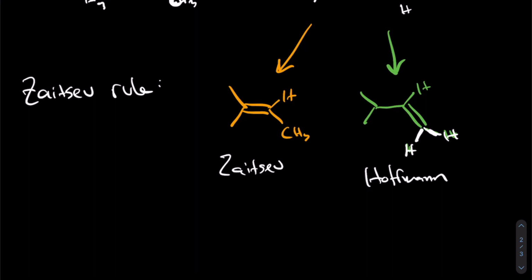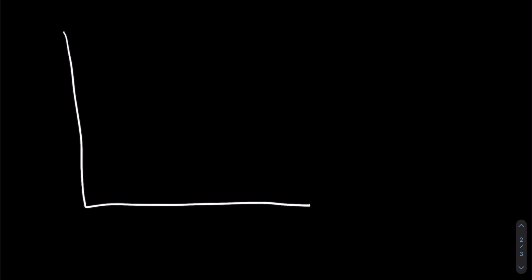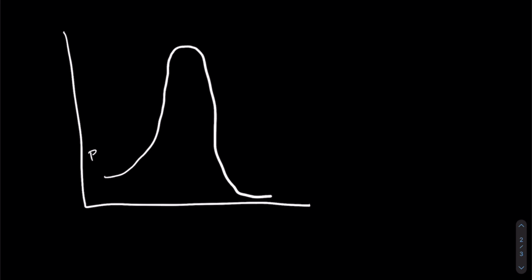Now, E2 eliminations, on the other hand, are the synthetic equivalent of SN2 reactions. An E2 elimination has the same sort of bimolecular rate diagram as an SN2 reaction. That means that you have one transition state and then finally a product. In this case, both the base, whatever that is, and the substrate are going to have to be in this final transition state.